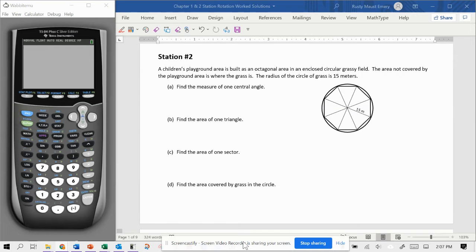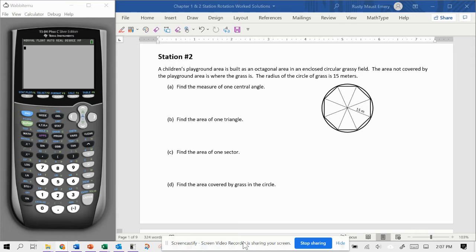All right, number 2, we have a playground that is built in an octagonal area, and it is enclosed in a circular grassy field. The area not covered by the children's playground area is where the grass is. We have the radius of the circle is 15 meters. Find the measure of one central angle.